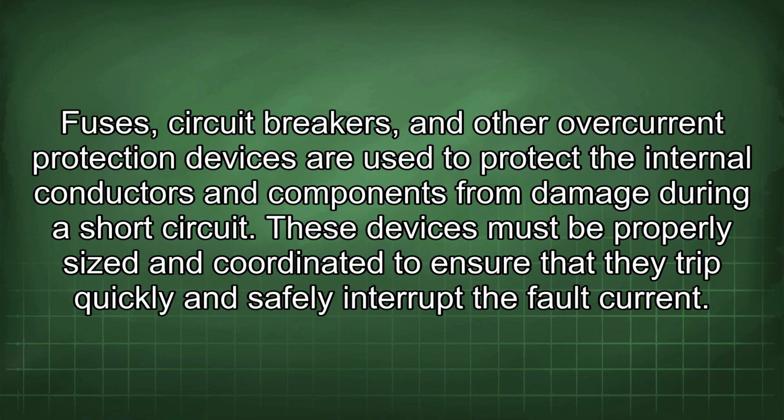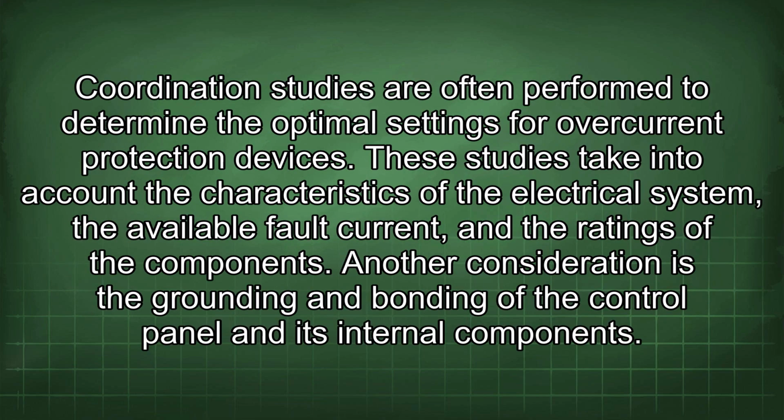Fuses, circuit breakers, and other overcurrent protection devices are used to protect the internal conductors and components from damage during a short circuit. These devices must be properly sized and coordinated to ensure that they trip quickly and safely interrupt the fault current. Coordination studies are often performed to determine the optimal settings for overcurrent protection devices.